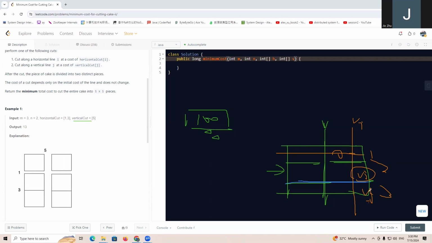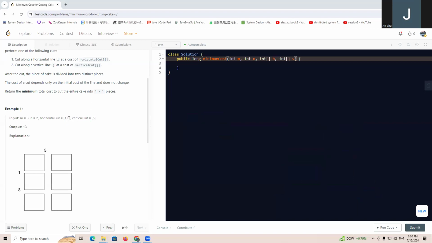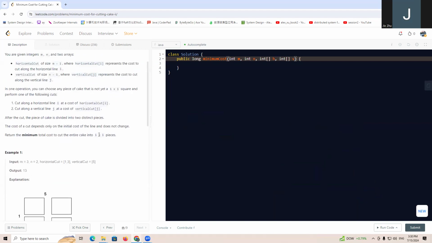So in future, what we think about is that we have the highest cost take place as early as we can, right? So one approach is that we compare those horizontal cuts and vertical cuts, right? We sort them and use 2 pointers to compare which cost is greater. Then we move that pointer, right? But we need to prove the correctness of this, right?